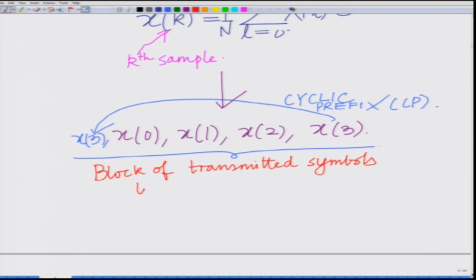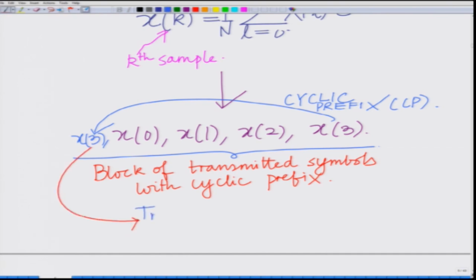The block of transmitted symbols with cyclic prefix, something we have already seen before. This block is transmitted across the ISI channel.